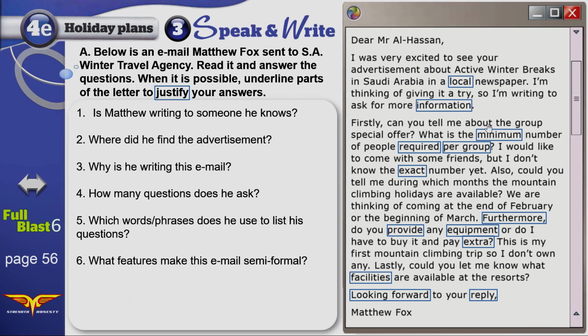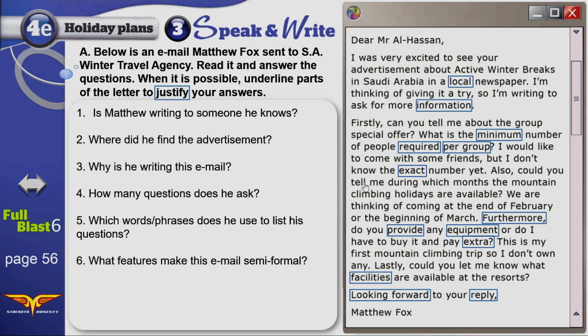Firstly, can you tell me about the group special offer? What is the minimum number of people required per group? The minimum, the smallest number of people needed for each group. Can we be 5? Can we be 6? Can we be 2? What is the minimum, the lowest number? I would like to come with some friends, but I don't know the exact number yet. Exact is the opposite of approximate. If you say around 5 people, that is an approximate number. Exact, like, okay, no, 5. Not around 5, not 6, not 4, 5. This is the exact number.